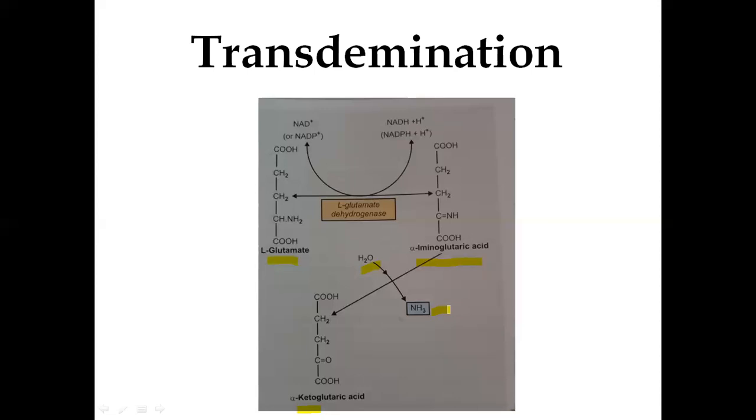Here, the enzyme L-glutamate dehydrogenase catalyzes the deamination of glutamate to form alpha aminoglutaric acid, which on addition of a molecule of water will be converted into alpha-ketoglutarate. It has to be noted that the reaction is reversible, and this will maintain the equilibrium.